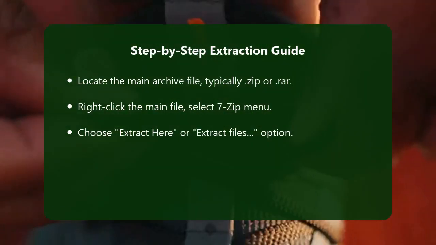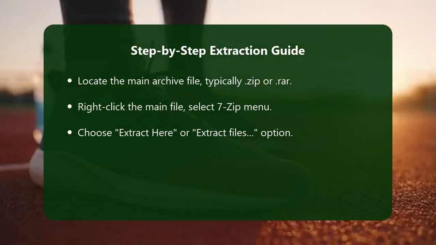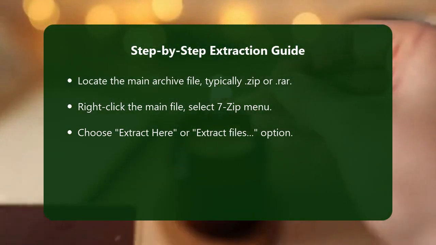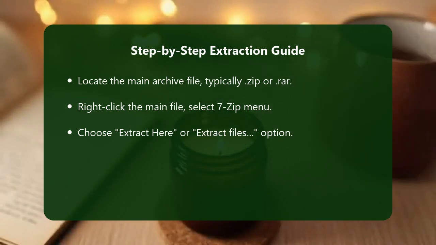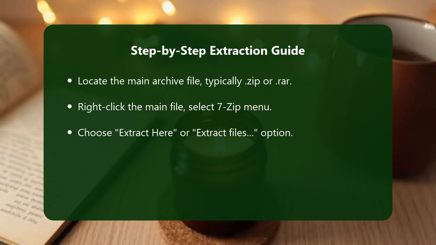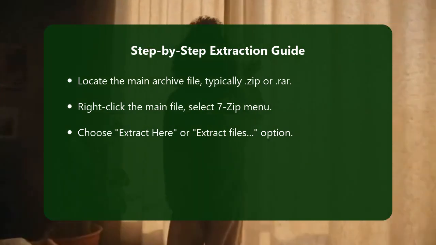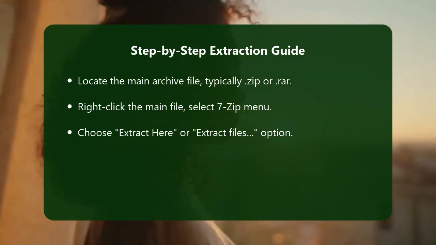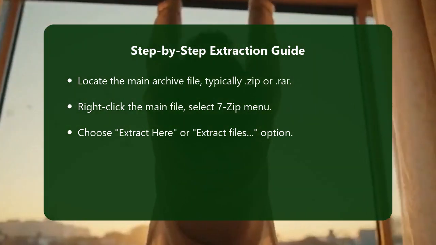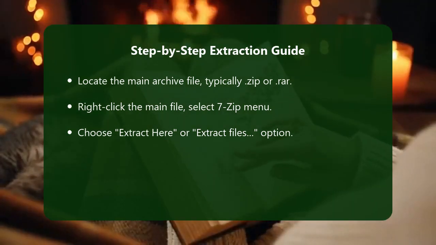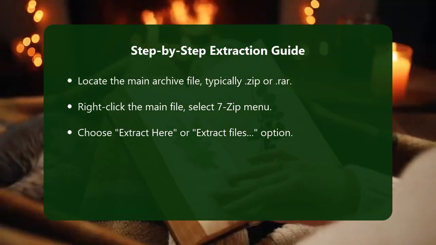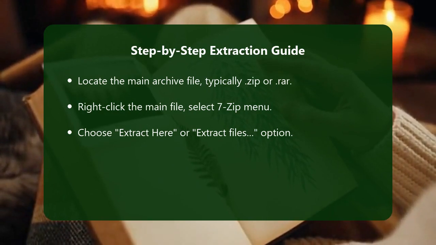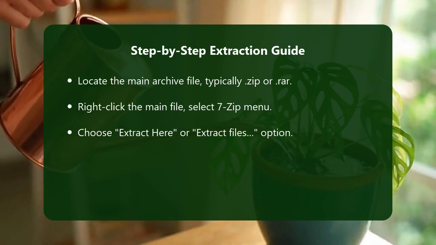After installing 7-zip, navigate back to the folder containing your Z01 files and the main archive. The key here is not to right-click the Z01 file itself, but rather to right-click the main archive file. This will typically be the .zip, .rar, or .001 file. Upon right-clicking the main file, you'll see a 7-zip option in the context menu. Hover over this, and you'll be presented with several extraction choices. The most common and recommended options are Extract Here, which will unpack the contents directly into the current folder, or Extract Files, which will prompt you to choose a destination folder for the extracted contents.